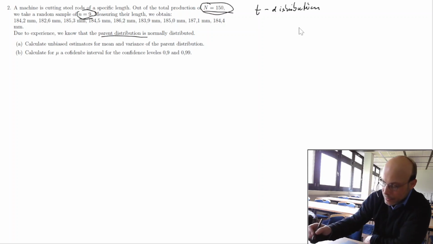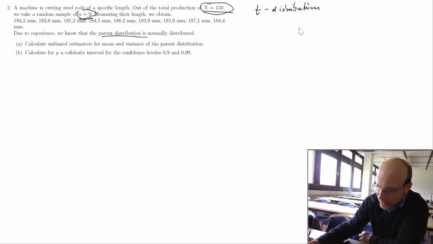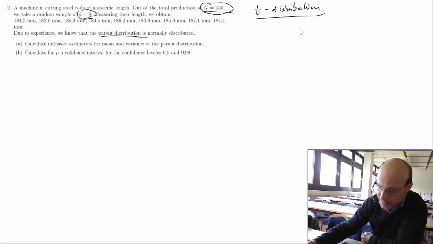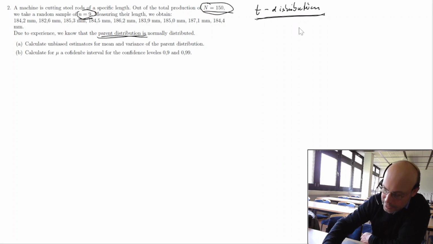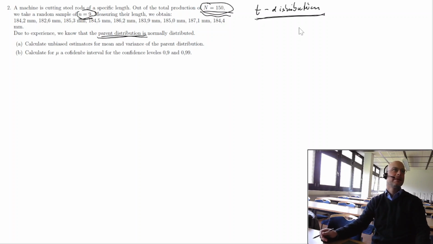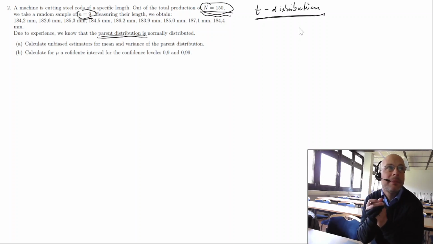So we have a small sample size, n equals 9. This means we have to apply the t-distribution, and we are only allowed to use the t-distribution if in this case we really know that our parent distribution is normally distributed. Okay, so then at first we have our random sample and we want to calculate unbiased estimators for the mean and the variance of the parent distribution. How do we do this?